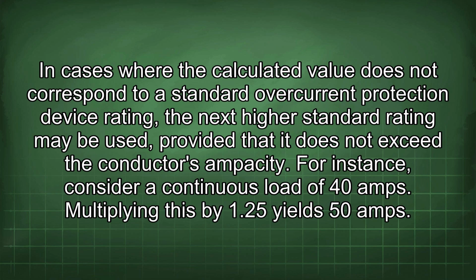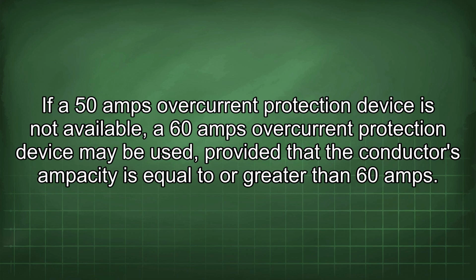For instance, consider a continuous load of 40 amps. Multiplying this by 1.25 yields 50 amps. If a 50 amps overcurrent protection device is not available, a 60 amps overcurrent protection device may be used, provided that the conductor's ampacity is equal to or greater than 60 amps.